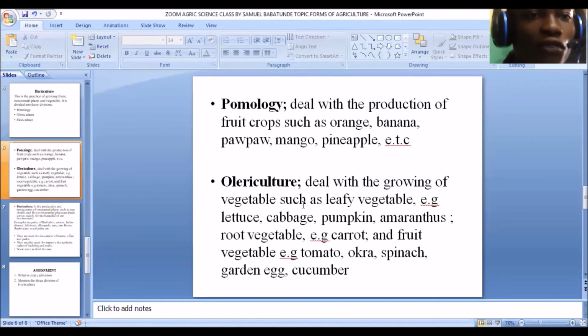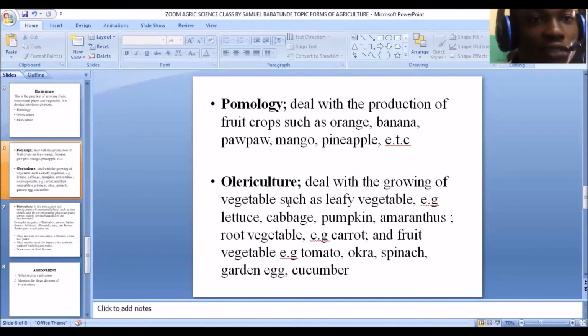So it deals with the growing of vegetables, such as leafy vegetables, e.g., the lettuce, the cabbage, the pumpkin, amaranthus, your root vegetables, e.g., the carrots, your fruit vegetables, e.g., the tomatoes, your okra, your spinach, your garden egg, and your cucumber. So all these are what? Vegetables. So you can see. Pomology is a division of horticulture that deals with the production of fruit crops, while Olericulture is a division of horticulture that deals with the growing of vegetables.